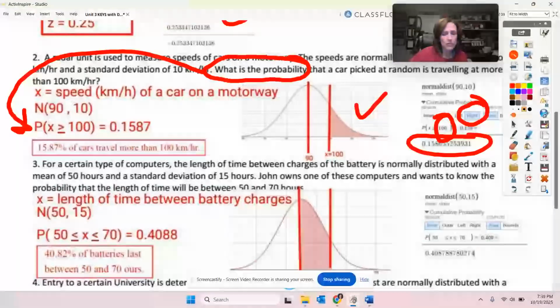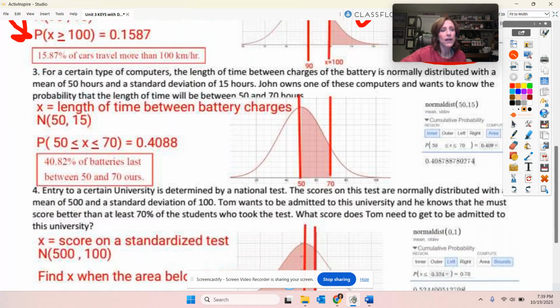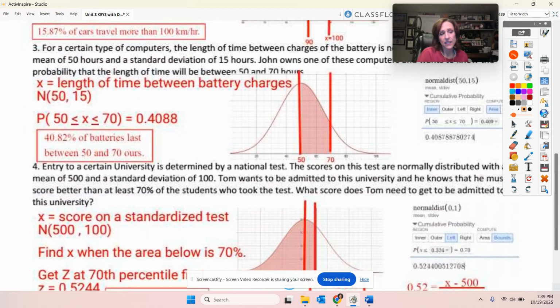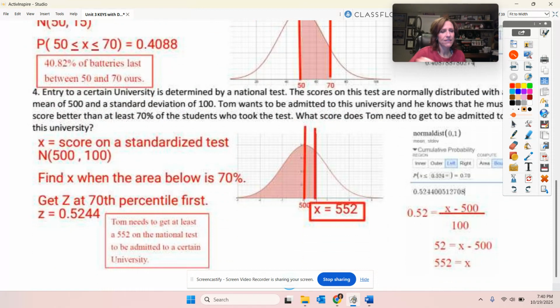Okay? So I'm not going to go through everything that detailed. This number 3 was about the X equals the length of time in the battery changes. So that's the normal model with a mean of 50, standard deviation of 15. Find the probability in between 50 and 70. Draw a picture and then answer. It was 0.4088 of the batteries, I think I put 82 there, percent of the batteries lasted between 50 and 70 hours.